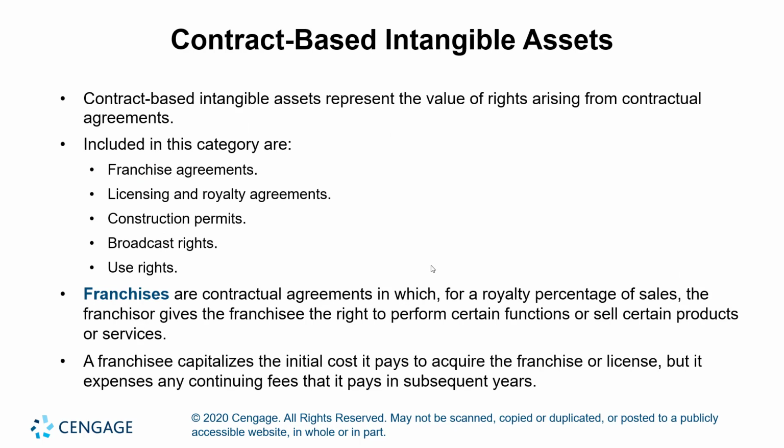Contract-based intangibles are the right to value arising from contractual agreements. These are franchise agreements, licensing and royalty, construction permits, broadcasting rights, and use rights. Franchises are contractual agreements in which, for a royalty percentage of sales, the franchisor gives the franchisee the right to use certain functions or sell certain products or services. A franchisee capitalizes the initial cost to acquire the franchise or license, but it expenses any continuing fees in subsequent years.